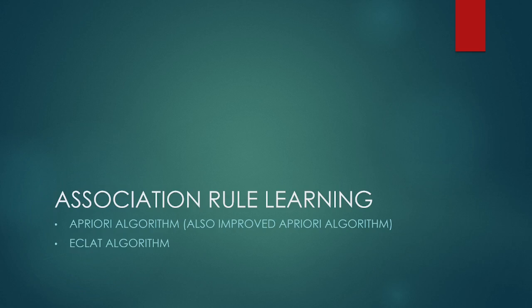In this tutorial, we will be talking about association rule learning, which has two algorithms: the a priori algorithm and eclat. In this tutorial, we will talk about the a priori algorithm.